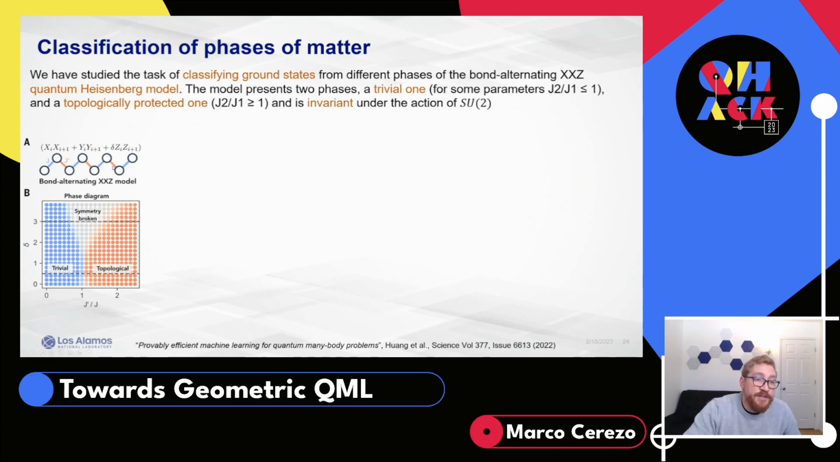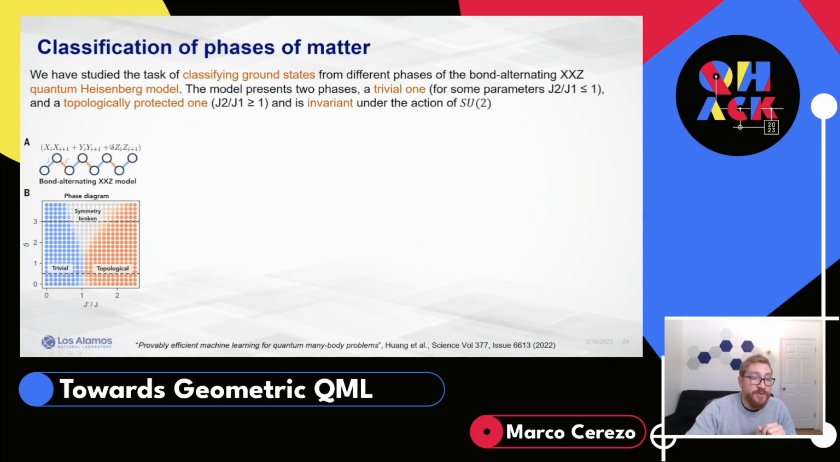And what's really nice about this model is that the phase diagram is well studied. Depending on this value delta and the ratio between the 2 parameters, you're going to have different phases like trivial, topological, symmetry broken. And also the symmetries in this model are well characterized. We know that this model exhibits SU2 symmetry, right? So now we're trying to classify here.